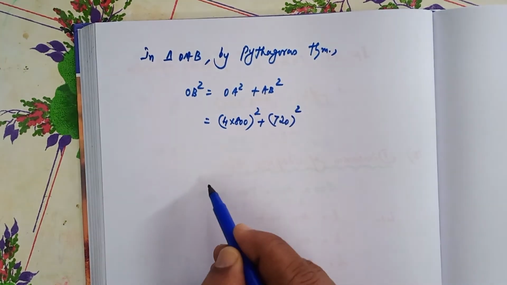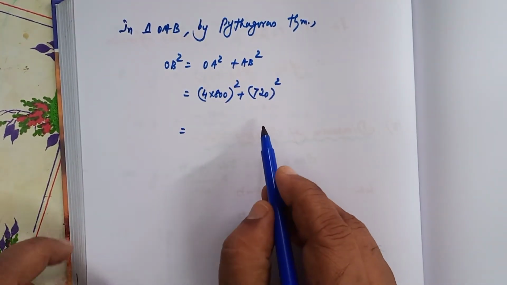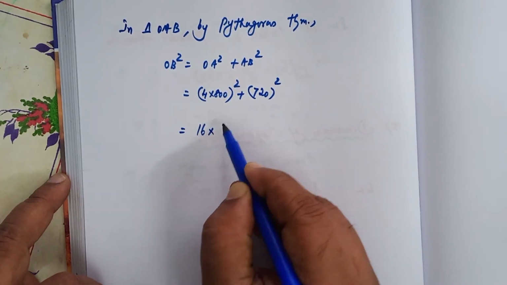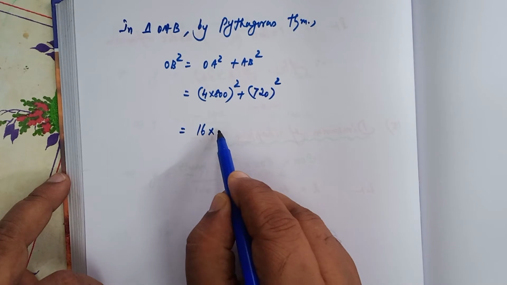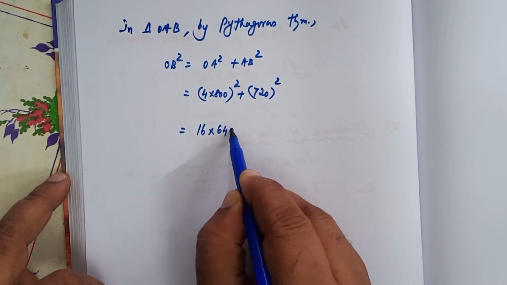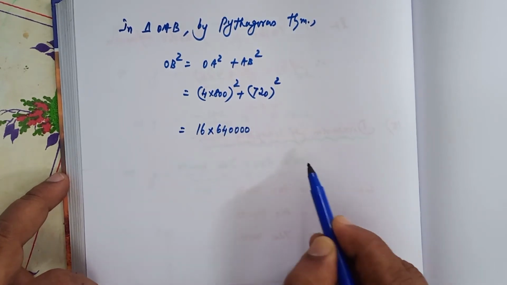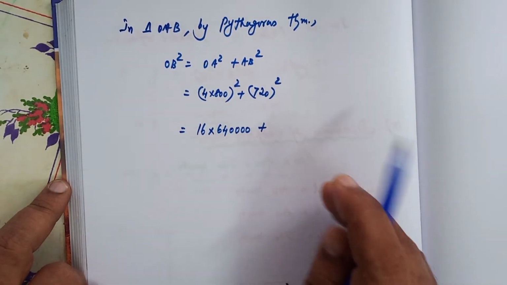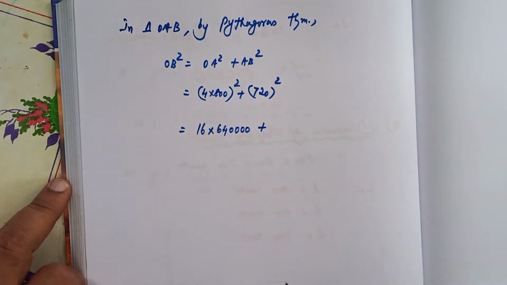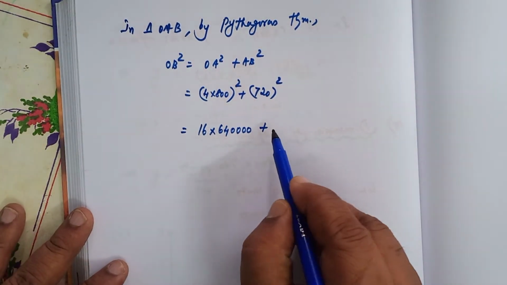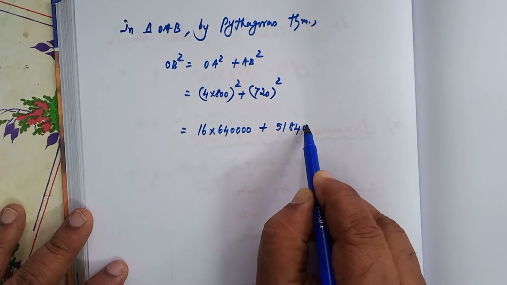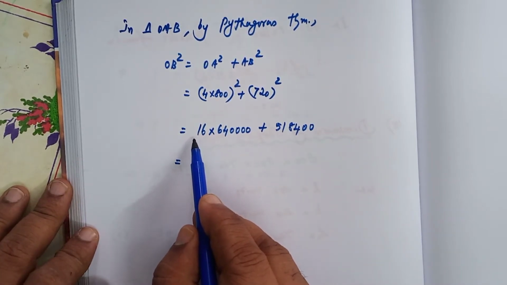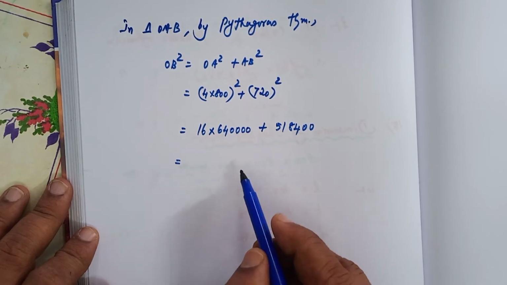720 and its square equals 4 squared, that is 16, into 800 squared, that is equal to 64 followed by 4 zeros, plus 720 squared, that is 720 into 720, equals 5184 followed by 00. Then I have to multiply 16 into 64 followed by 40.